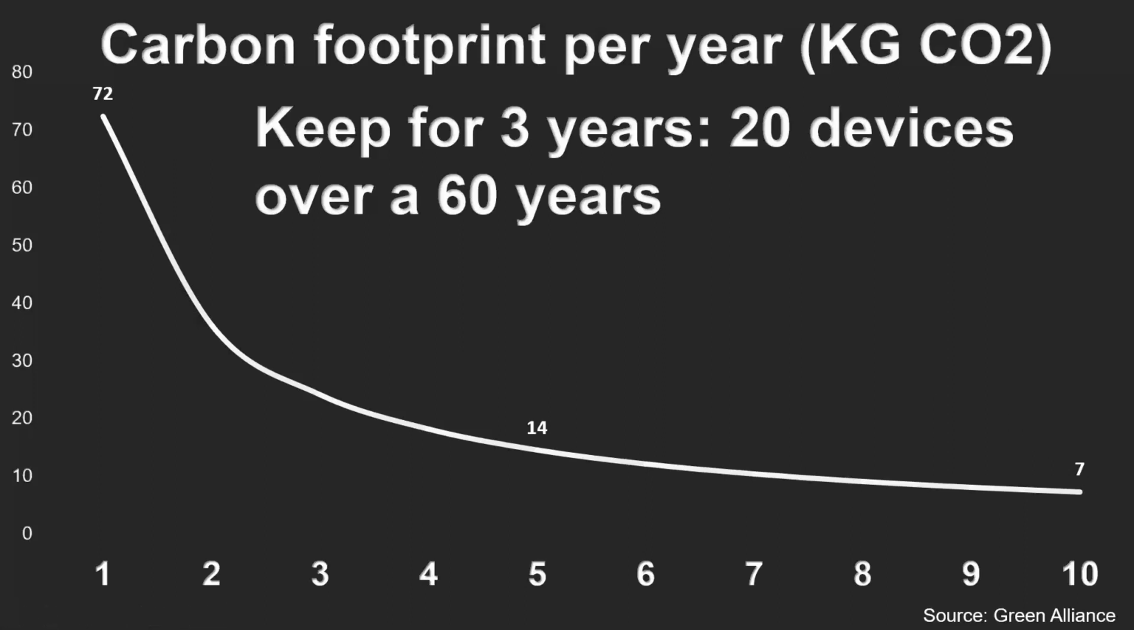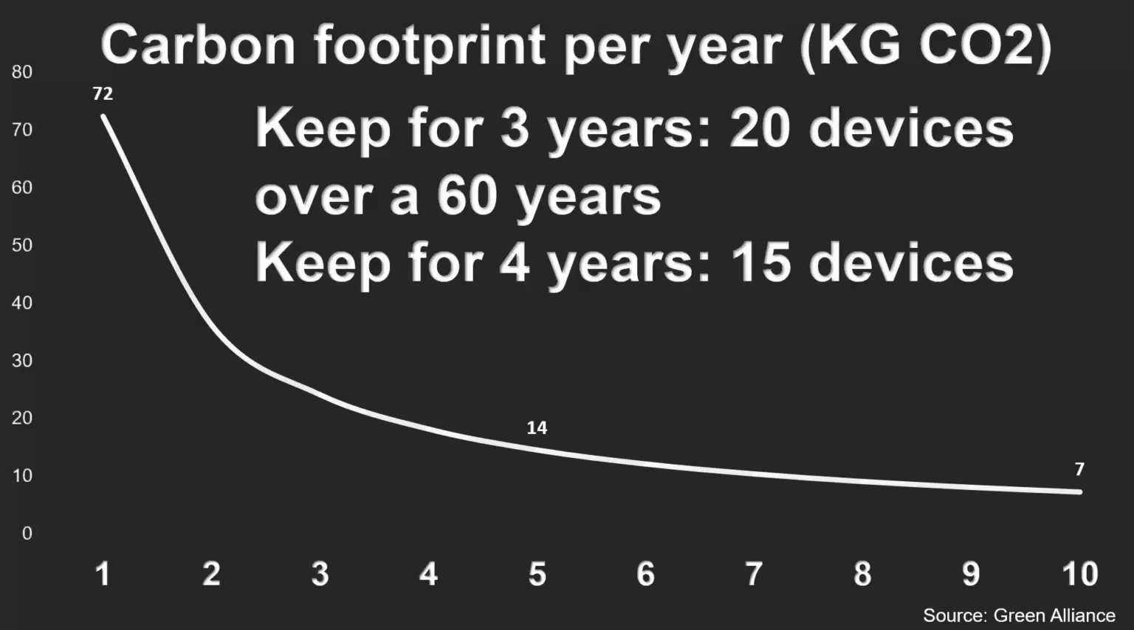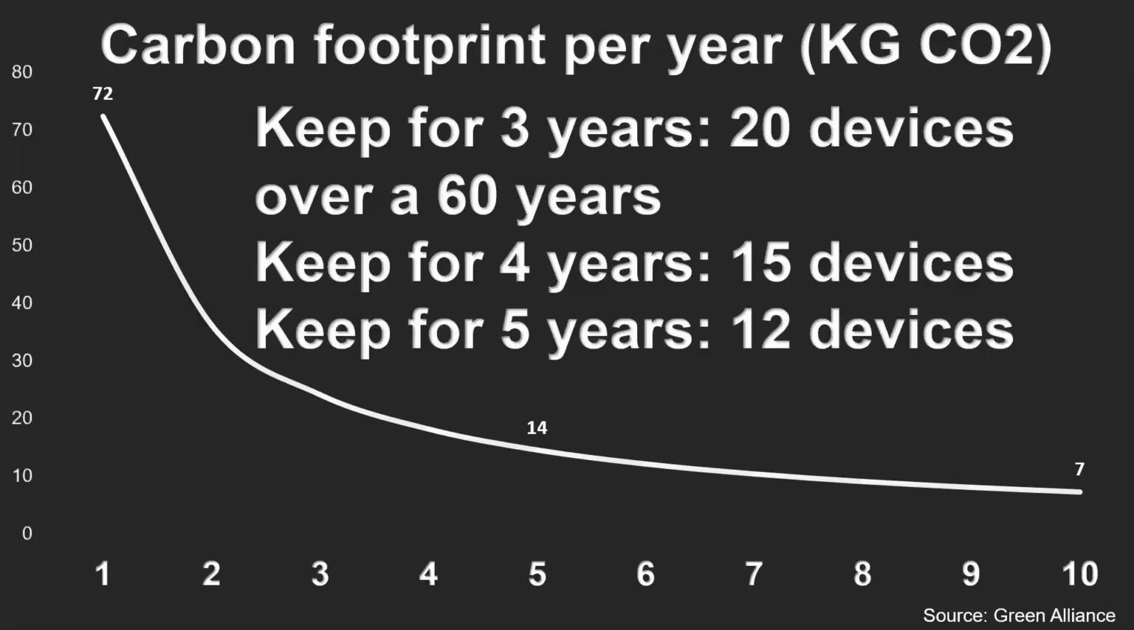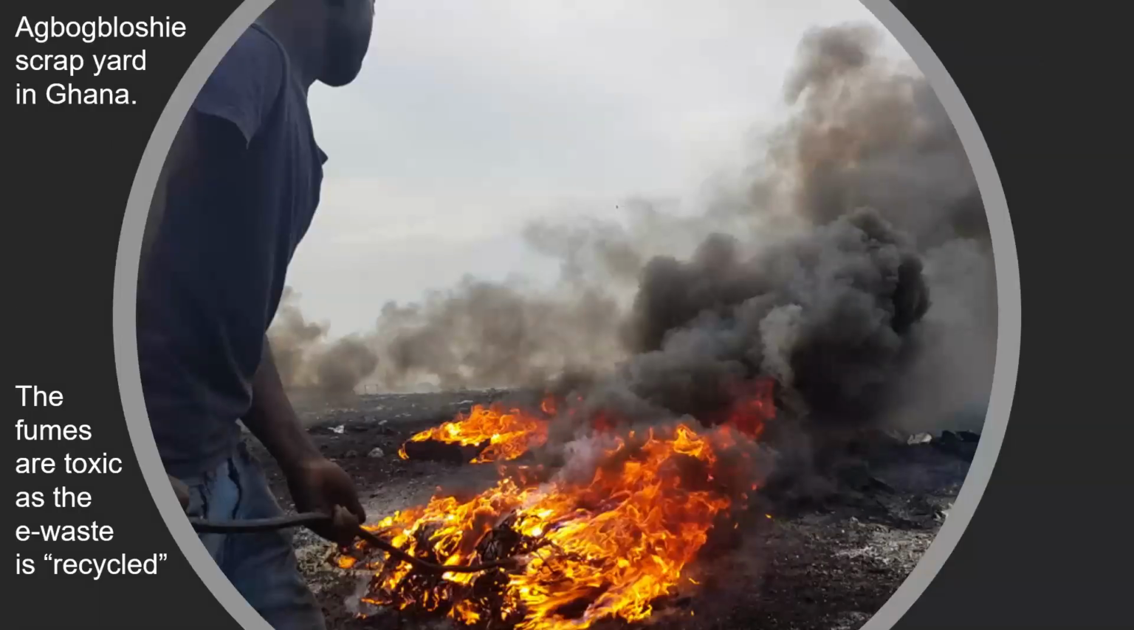Over a 60-year working life, that's 20 devices that you're going to own. If you keep your devices on average for 4 years, that's 15 devices you're going to own. If you keep your devices for 5 years, that's 12 devices, a big difference to 8 devices. Think of all those billions of smartphones that are being made, most of them ending up in dumps.